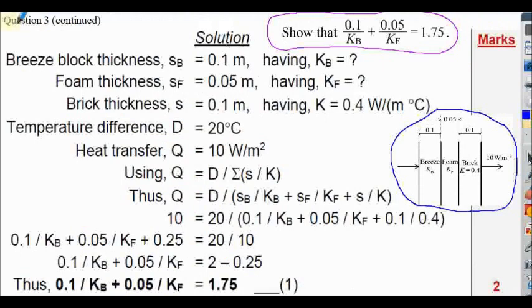So question 3, part 3, part A, here's the full solution. Initially extracted the information from the question. Here's the equation given for Q in the question, and I've just written Q in terms of the breeze block, S upon K, the foam, S upon K, and the brick, S upon K. All I've done next is insert the values and rearrange the equation. So I'll let you review this at your own pace. It's basically transposition here. That generates this equation which we're asked to show, which I've labelled as equation 1.